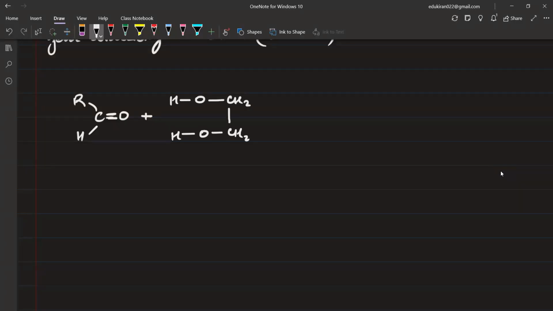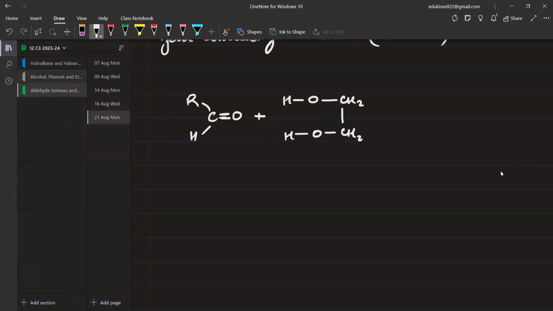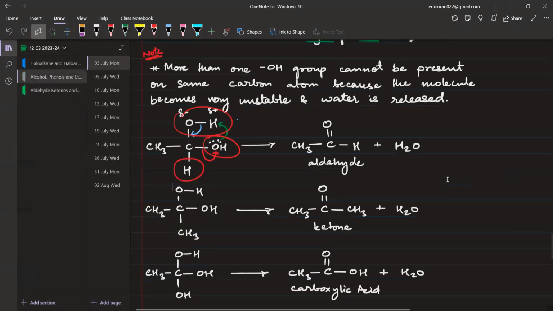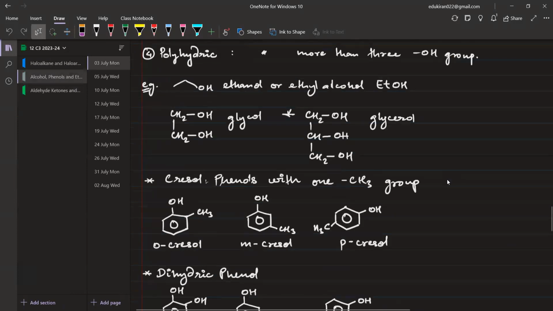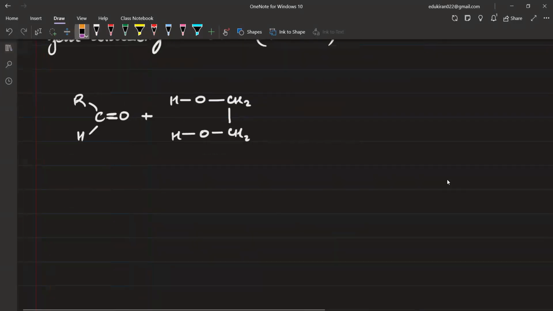Do you remember what this is? This is glycol. If you remember the alcohol phenol ether first class, what is this? Glycol. And they will ask you questions like this. What happens if I react acetaldehyde with glycol? You should know what is glycol. Now see what happens here. Easy reaction to remember. You will remove H2O. So this R group will be as it is.